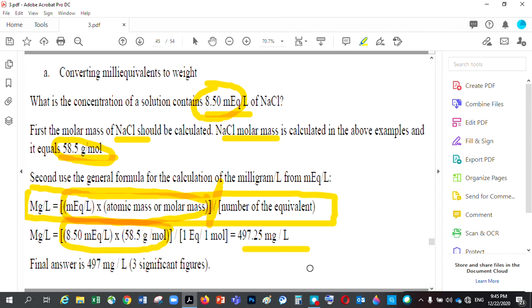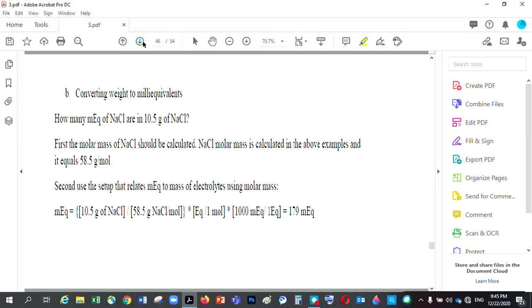So, we round the whole thing to 3 significant figures. It is 4.97, 4.2 decimal, and then 2.5. We take the 2.5 out, and this will be 3 significant figures. So let's go here further. Converting weight to milliequivalent. Again here, how many milliequivalent of sodium chloride in 10.0 gram of sodium chloride? Again, you need the molar mass of sodium chloride, which is this one here, and you use the same stuff we did before.